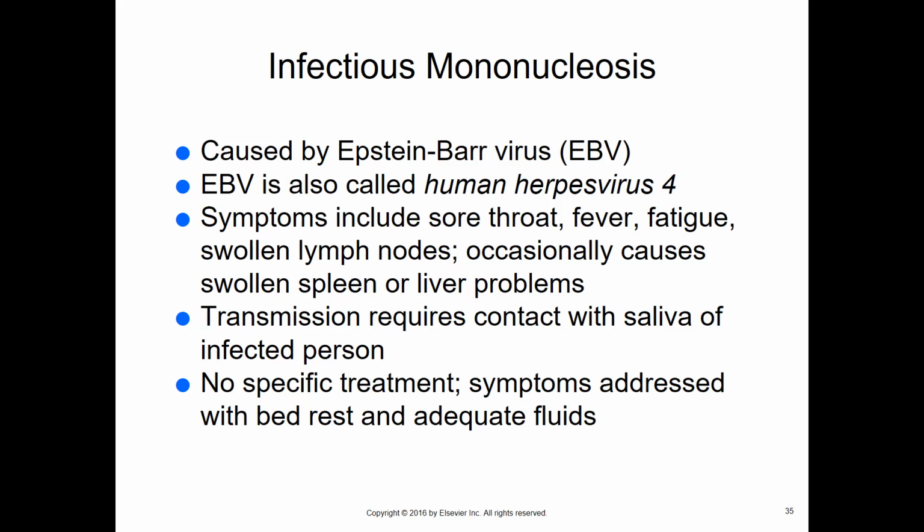It's also called human herpesvirus 4. Again, it's transmitted person to person through the saliva, most frequently in high school and college kids. It infects the B lymphocytes, and you may see a swollen spleen or a swollen liver. These patients are not permitted to play in any sort of contact sports or engage in any sort of activity that could involve rupture of the spleen.